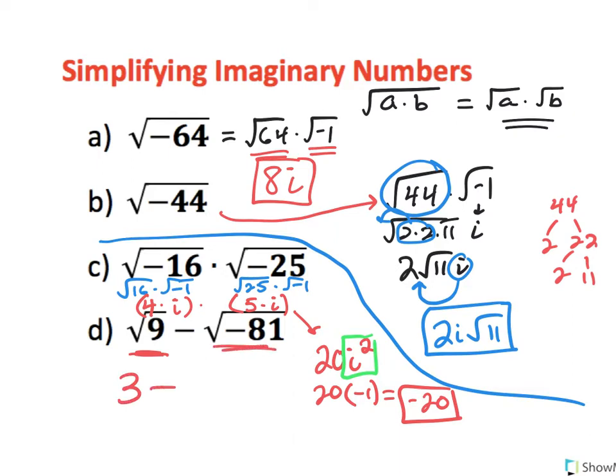Minus, now the square root of negative 18, I can think of it as square root of 81 times the square root of negative 1. The square root of 81 is 9, and the square root of negative 1 is i. And so I guess my final answer would be 3 minus 9i, because we can't collect those terms. We have a real part and an imaginary part.